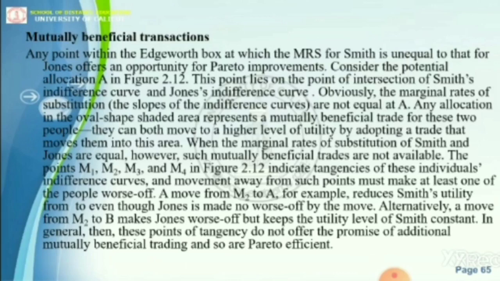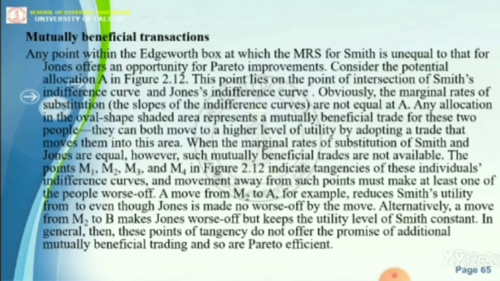When the marginal rate of substitution of Smith and John are equal, however, such mutually beneficial trades are not available. So points M1, M2, M3 and M4 indicate tangencies of these individuals' indifference curves. അതായത് ഒരു ഇൻഡിവിജ്വലിൻ്റെയും ഇൻഡിഫറൻസ് കർവ് ടാൻജൻ്റ് ആയിട്ട് നമുക്ക് കാണാൻ പറ്റും. ഞാൻ നേരത്തെ പറഞ്ഞില്ല, അങ്ങനെ വാല് പോലെ കിടക്കുന്നതുകൊണ്ട് എല്ലാം ടാൻജൻ്റ് അത്രയും പരിധി വരെ വെക്കാമെന്ന് മാത്രം.